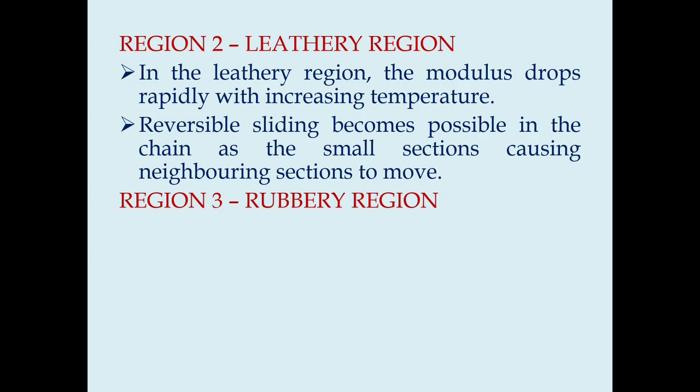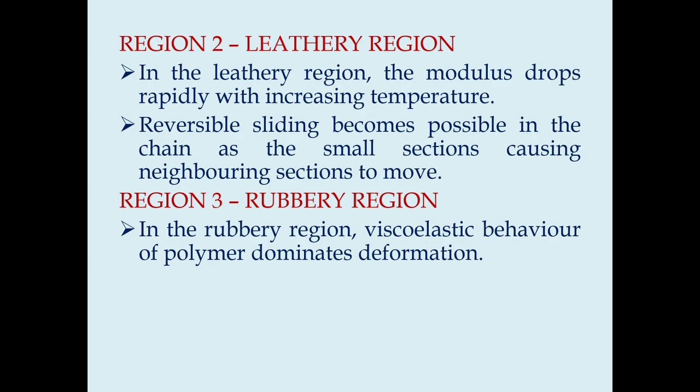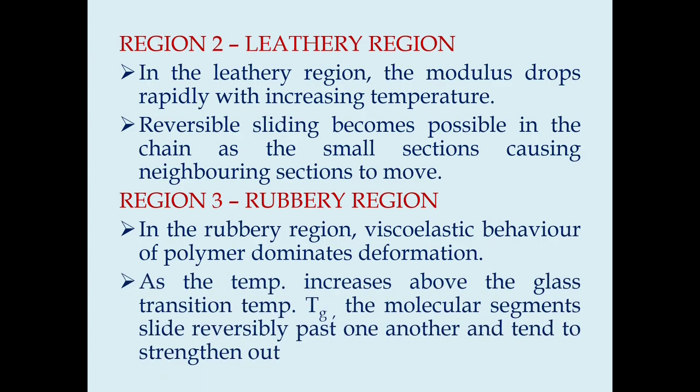The next, third region is the rubbery region. From the leathery region, or from a solid, it goes to a rubbery region, that is, to a loose material. In this rubbery region we could expect the polymer to behave as a viscoelastic liquid. So, the viscoelastic behavior of the polymer is predominant in the rubbery region over the deformation process. As the temperature increases beyond the glass transition temperature Tg, the polymer molecule segments slide reversibly past one another and tend to straighten out.